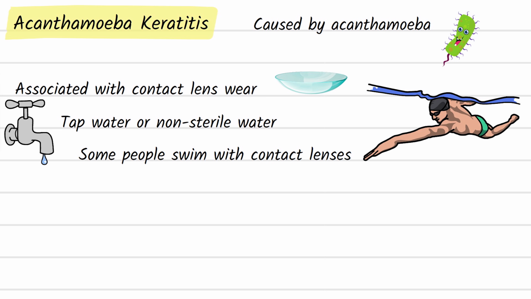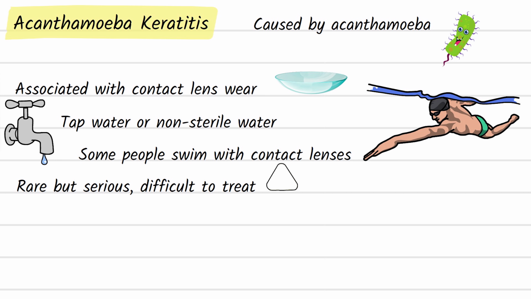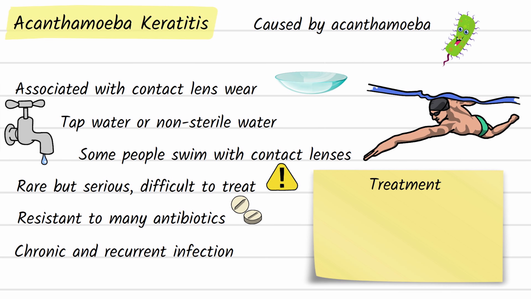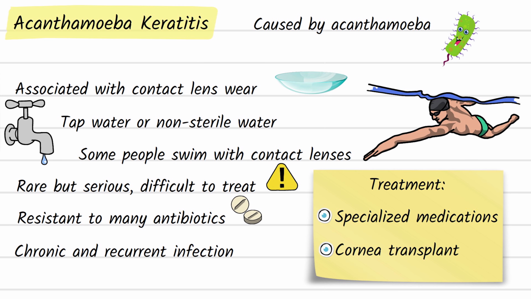Acanthamoeba keratitis is rare, but it is serious and can be incredibly difficult to treat. The organism is resistant to many common antibiotics, and the infection can be chronic and recurrent. Treatment involves using specialized medications, and sometimes the inflammation is so severe that a cornea transplant becomes necessary.